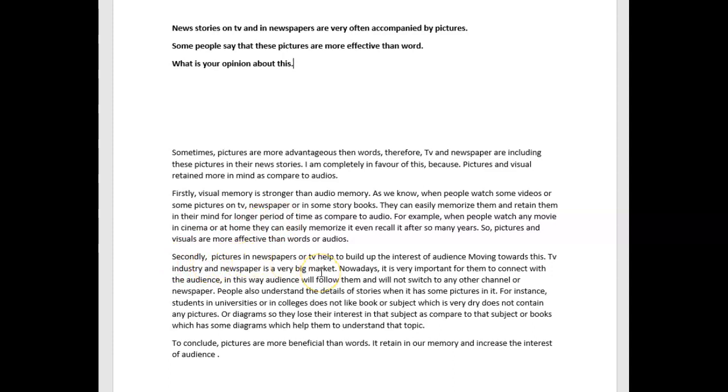is a very big market. Nowadays, it is important for them to connect with the audience. In this way, the audience will follow them and not switch to any other channel or newspaper. People also understand the details of stories when it has some pictures in it. For instance, students in universities or in colleges does not like a book or subject which is very dry, does not contain any pictures or diagrams, so they lose their interest in that subject as compared to that subject or books which has some diagrams which help them to understand that topic.